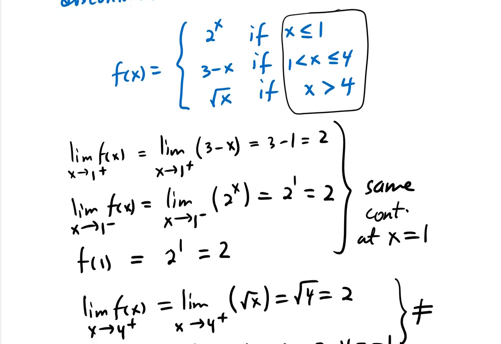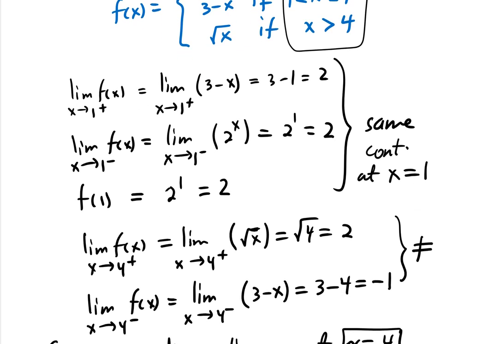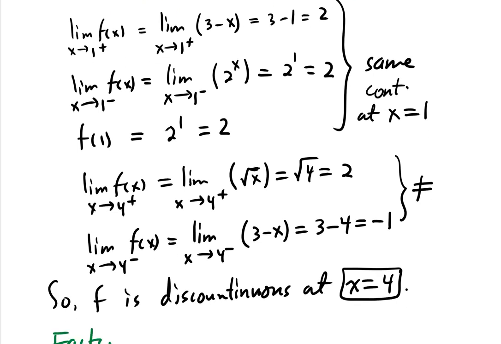Now for 4 plus, from the right side, it would be the last equation because that's a little bit above 4. The limit as x approaches 4 plus of the square root of x is 2. From the left side, that would be the middle equation, 3 minus 4, which is negative 1. They're not the same number, they're not equal. So we can say that the function is discontinuous at x equals 4.